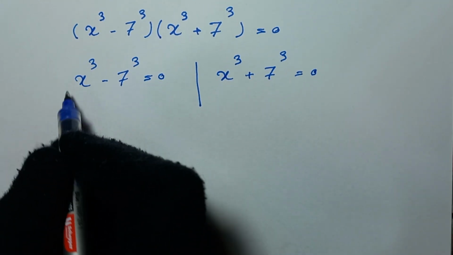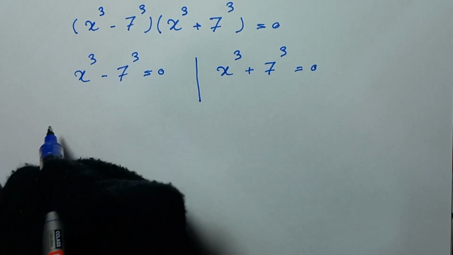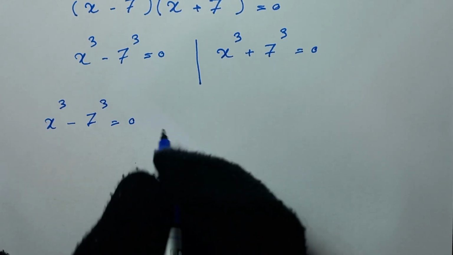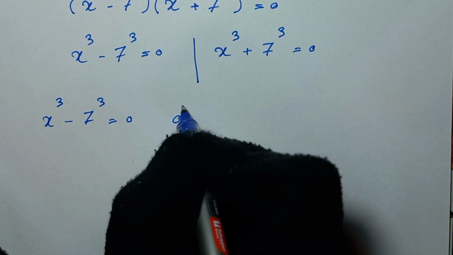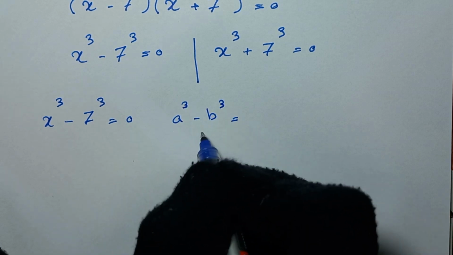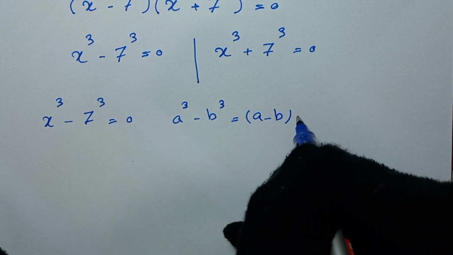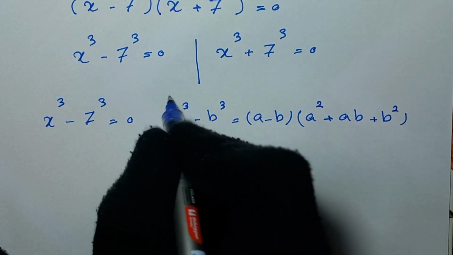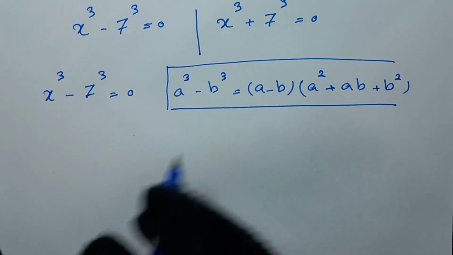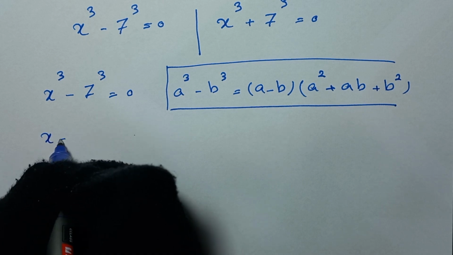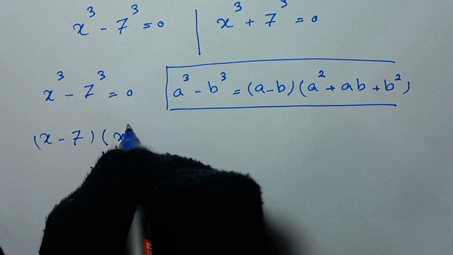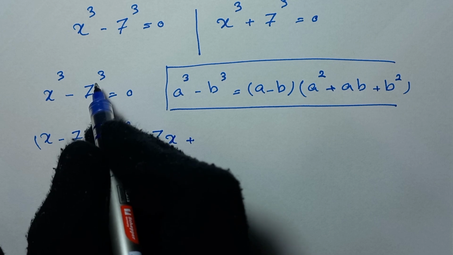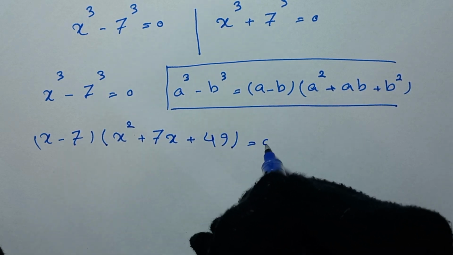So we start with this equation: x to the power of 3 minus 7 to the power of 3 is equal to 0. If we have a cube minus b cube, a cube minus b cube is equal to a minus b times a square plus ab plus b square, right? So we can write this in this form, and it will be x minus 7 times x square plus 7x plus 7 to the power of 2, which is 49, is equal to 0.